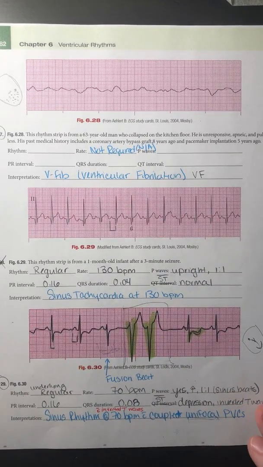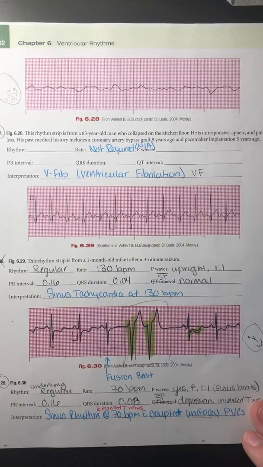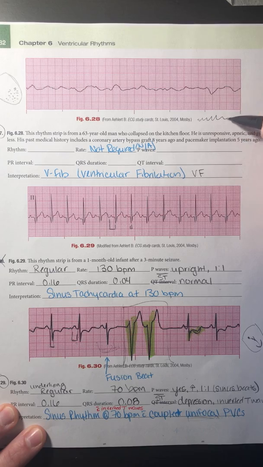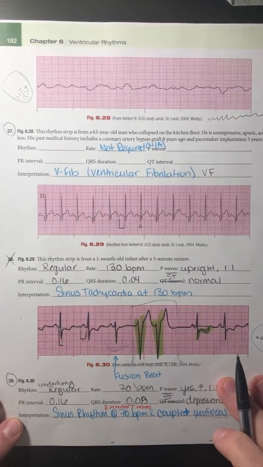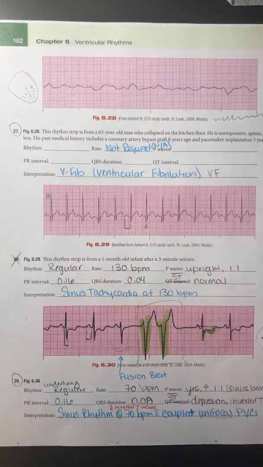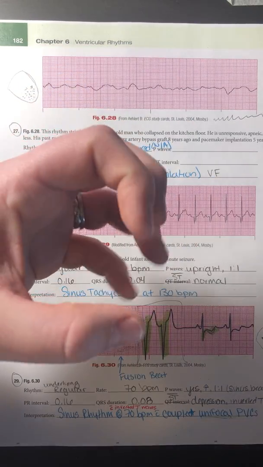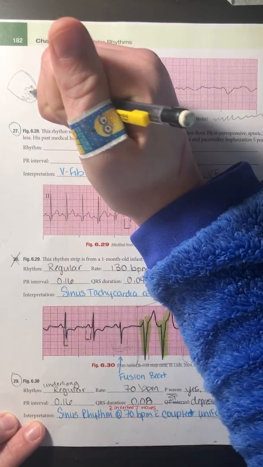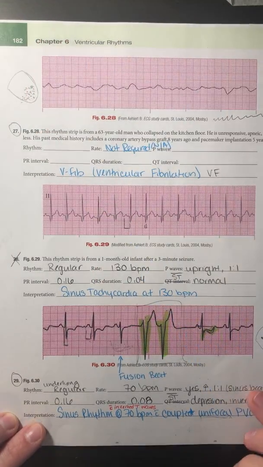Moving on to the next page, we're going to start with this first rhythm up here, number 27 or figure 6.28. And what we have here is a whole lot of, not much, so we just kind of have this squiggly line. And what's happening with this is I have fibrillation in my ventricles. So my ventricles are just kind of shaking, they're quivering. And I'm just getting these little electrical impulses coming from all over.